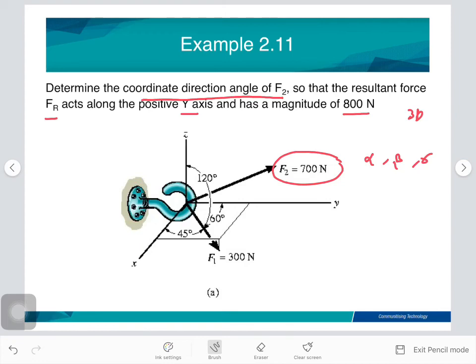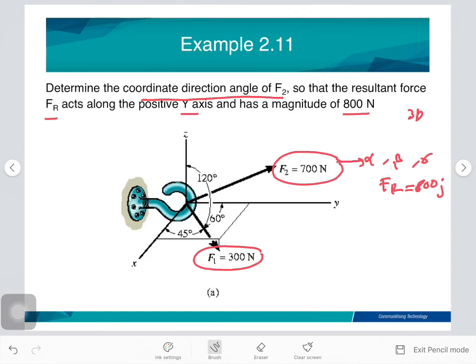Your FR is 800, acting in the y-axis, so positive y. Positive y means 800 j. Right, y is j. Okay, so now what should you do? Here we have F1. The magnitude of F1 is 300, and F1 is already given with alpha, beta and gamma. Then you need to identify the value of alpha, beta and gamma for F1.